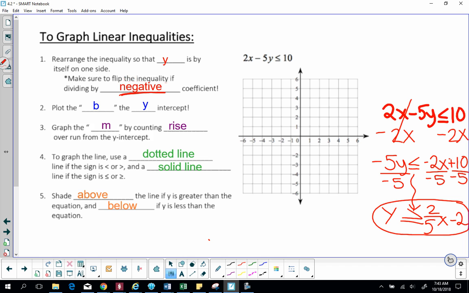Next thing is exactly what we did on the bell ring. So the next thing I'm going to do is see, okay, when I'm looking at that, what is my y-intercept, or the constant that's by itself? -2. Don't drop that negative, right? So I'm going to put that in blue because this is in blue. And so I'm going to plot -2 first. That's my y-intercept.